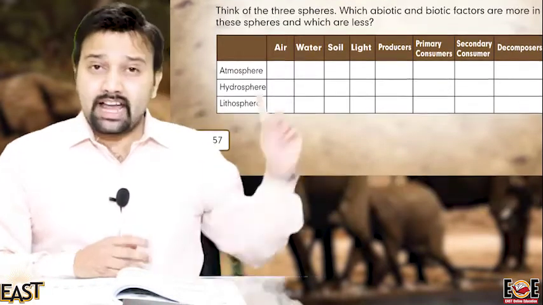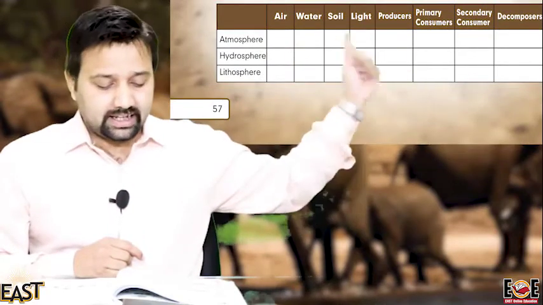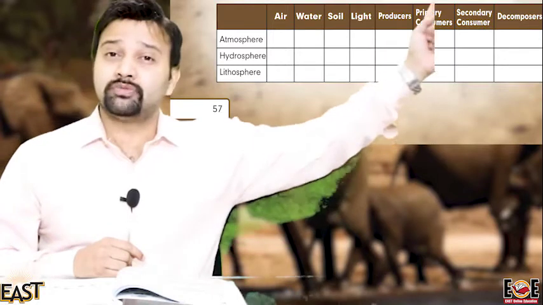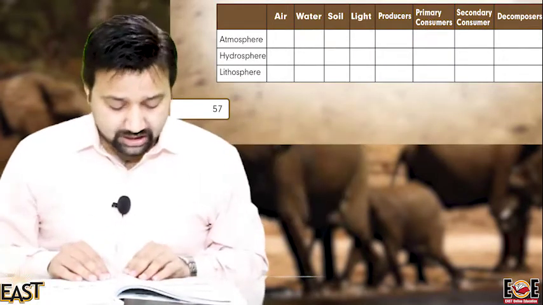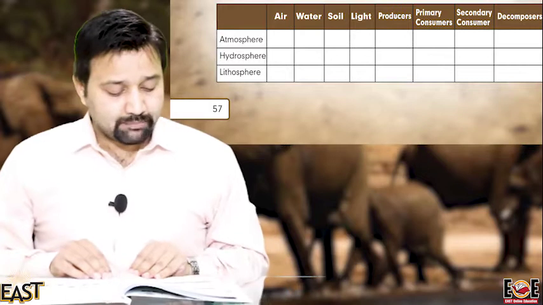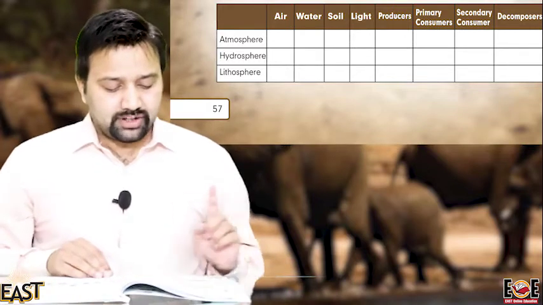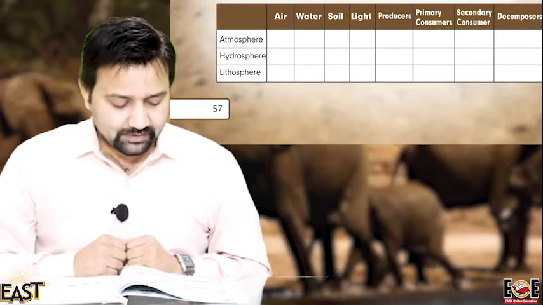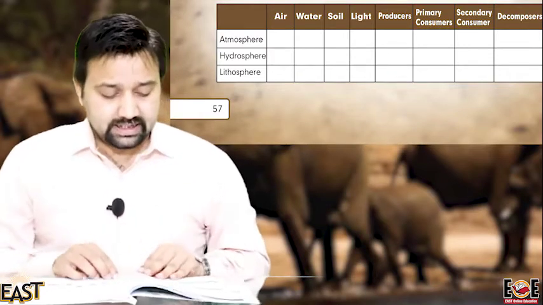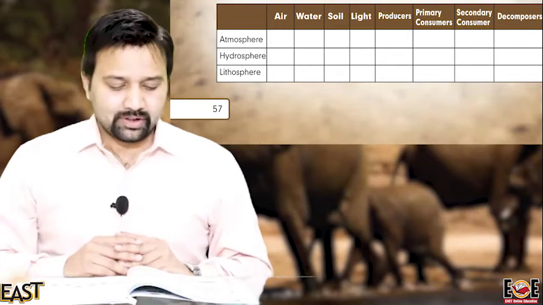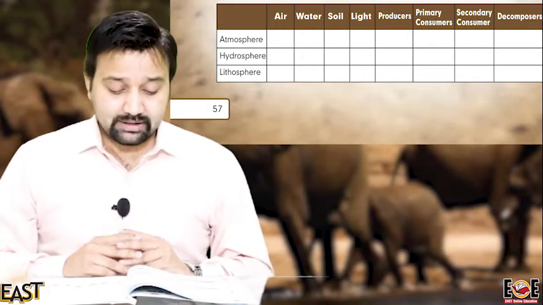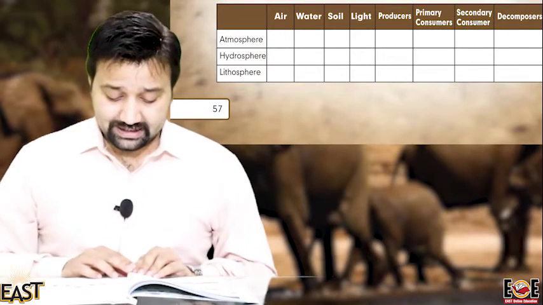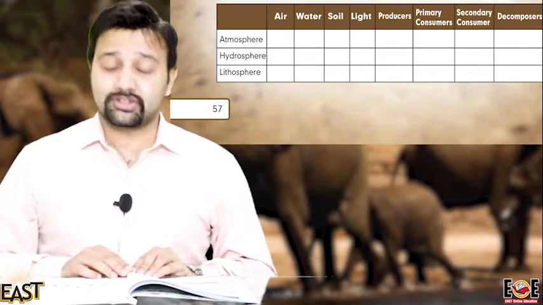Okay, so we have different columns here, like air, water, soil, light, producers, primary consumers, secondary consumers, and decomposers. So, and we are going to start from atmosphere. So in atmosphere, air is more, water is less, soil is less, light more, producers less, primary consumers less, secondary consumers are also less, and decomposers are also less.